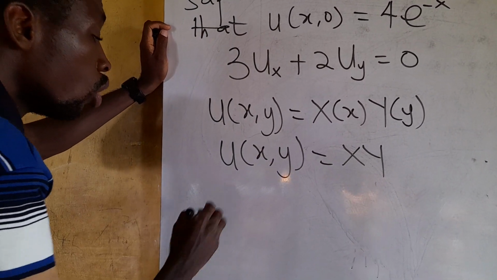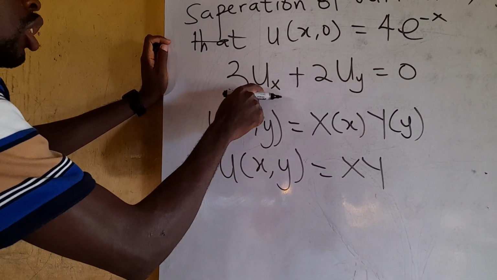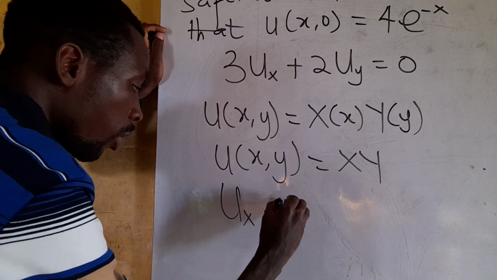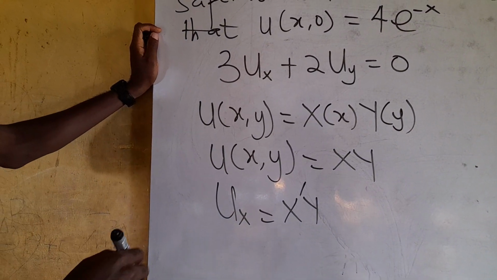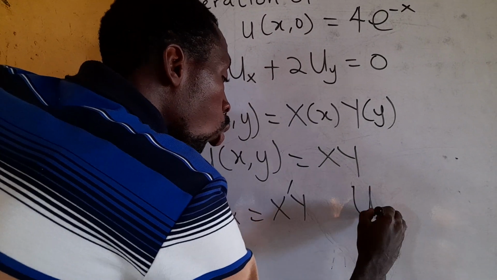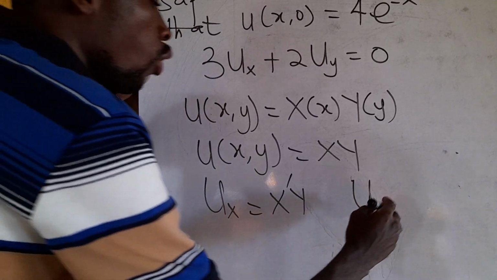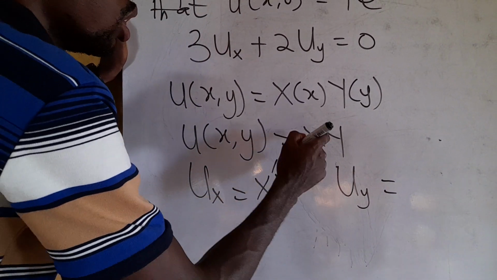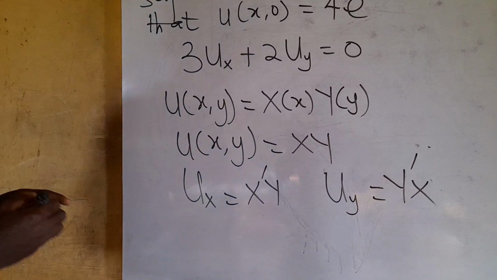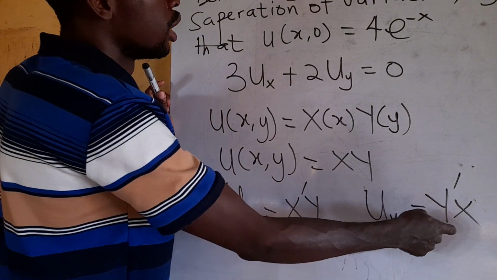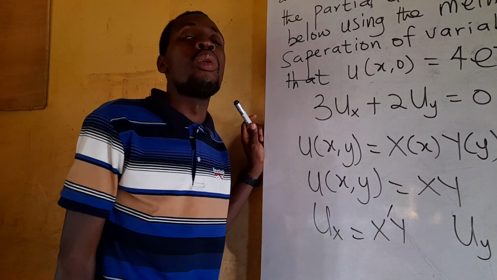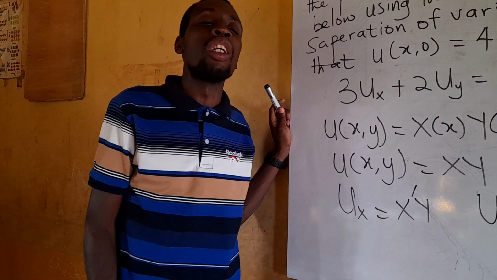So what do we do? We find the partial derivative of u with respect to x. So Y will be kept constant, and that will be X prime Y. Then we find the partial derivative of u with respect to y, so X will be kept constant, and that will be Y prime X. What next? We substitute this into our partial differential equation. Then it will become separable, a separable ordinary differential equation for that matter.